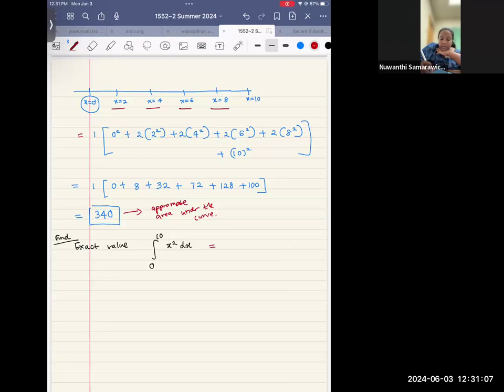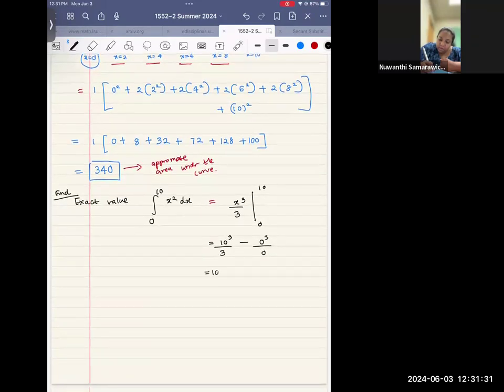So this is equal to, how do we find? The antiderivative of x squared is x cubed over 3. And we have the upper and lower limits as 0 and 10. So if we substitute, this is 10 to the power 3 over 3 minus 0 to the power 3 over 3. So 1000 divided by 3 is 333.33, like that.